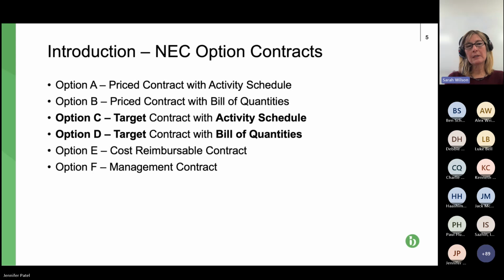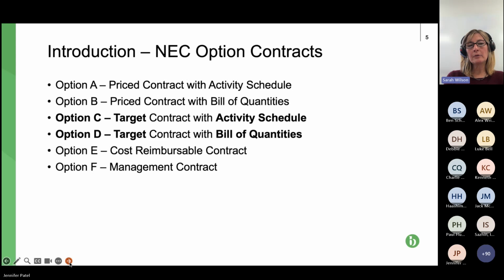Okay, so just to put this in a little bit of context, and like lots of these webinars, I'm going to start quite high level and gradually get into more detail as we go along. So options C and D fit in terms of the NEC contracts consisting of options A to F. So they are all pricing options. They can all of them be a design and build, or they can just be a build contract. So the A to F is how the work is going to be priced and paid for.